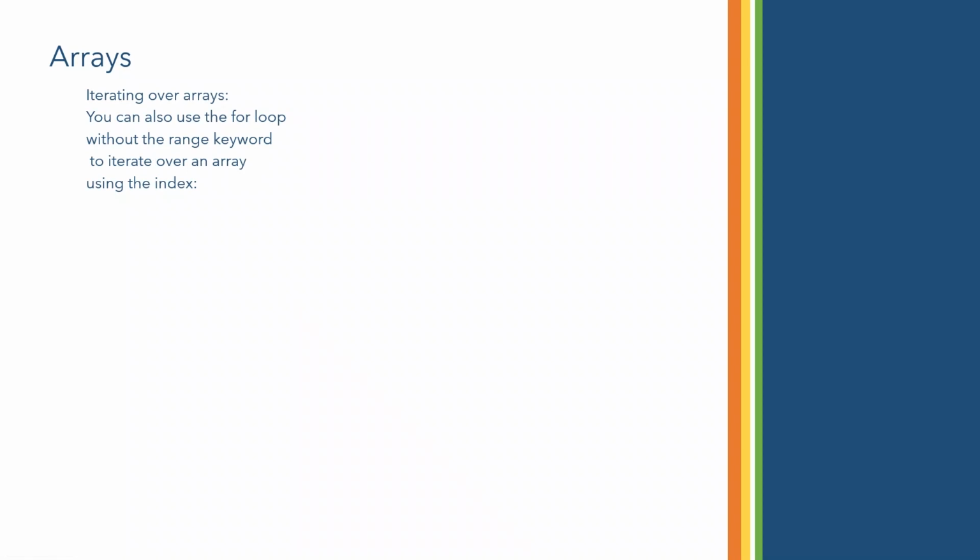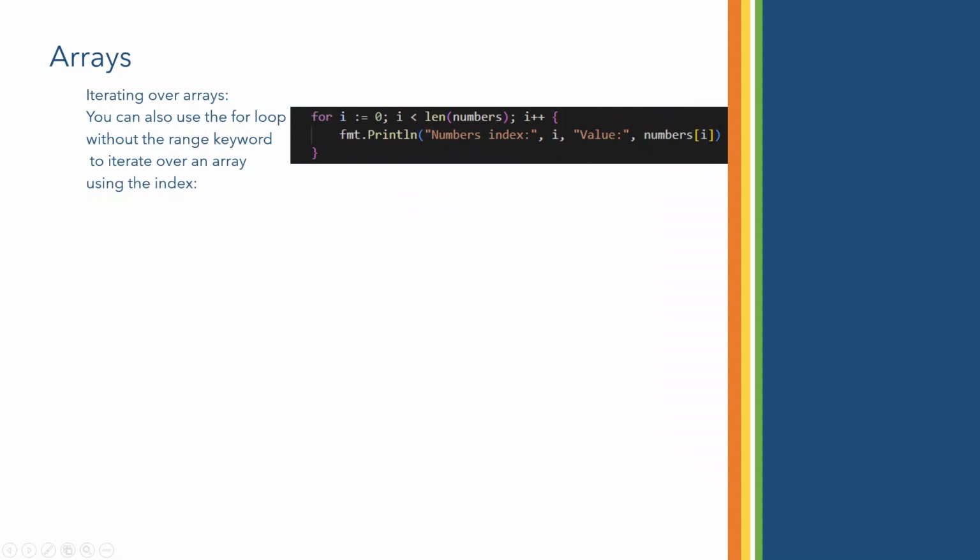How to iterate arrays? You can use the for loop without the range keyword to iterate over an array using the index like this. So in for i equal to 0, i less than length of numbers, i plus plus, you can access the numbers using that index.